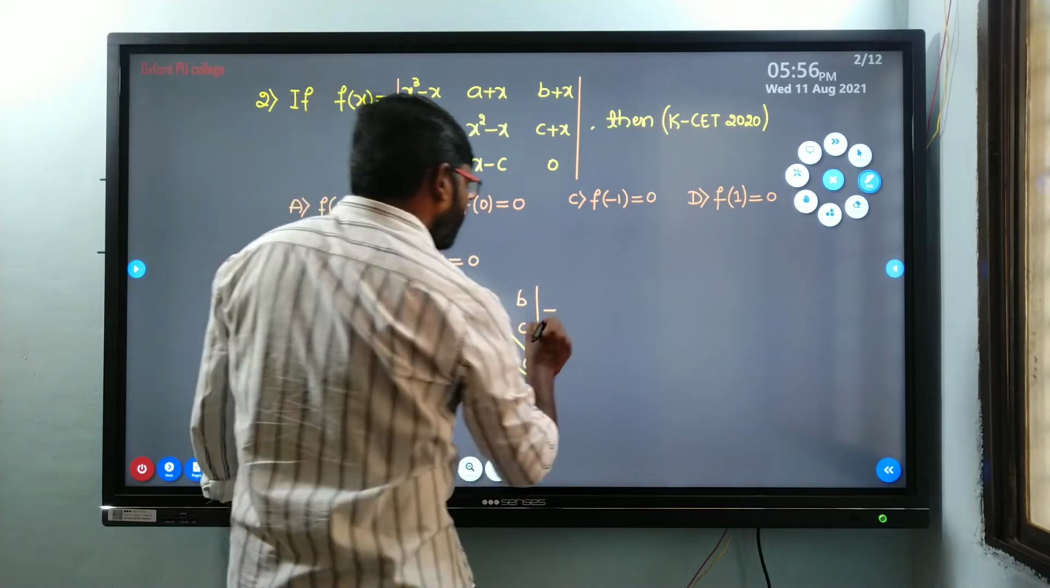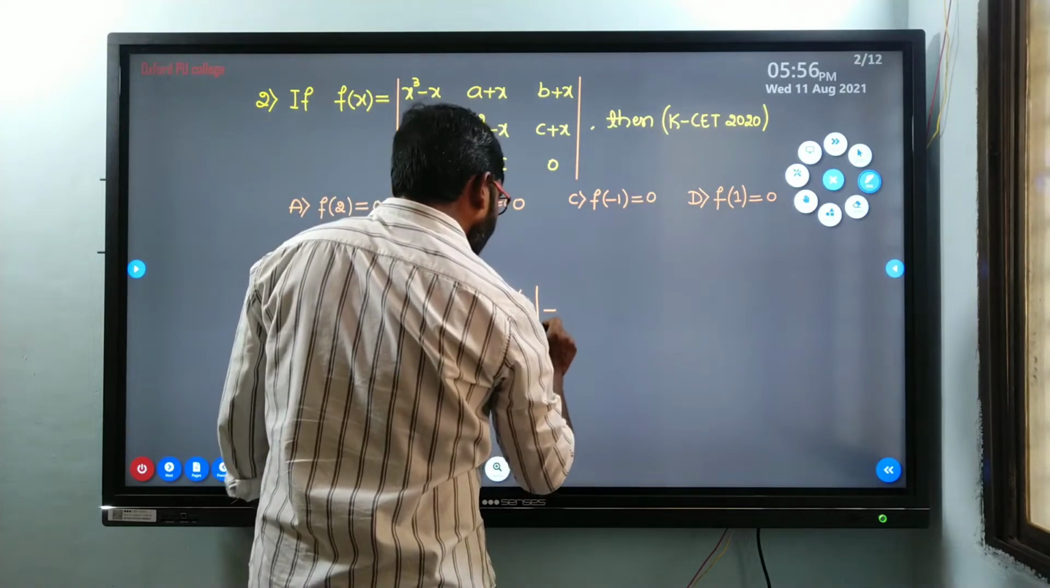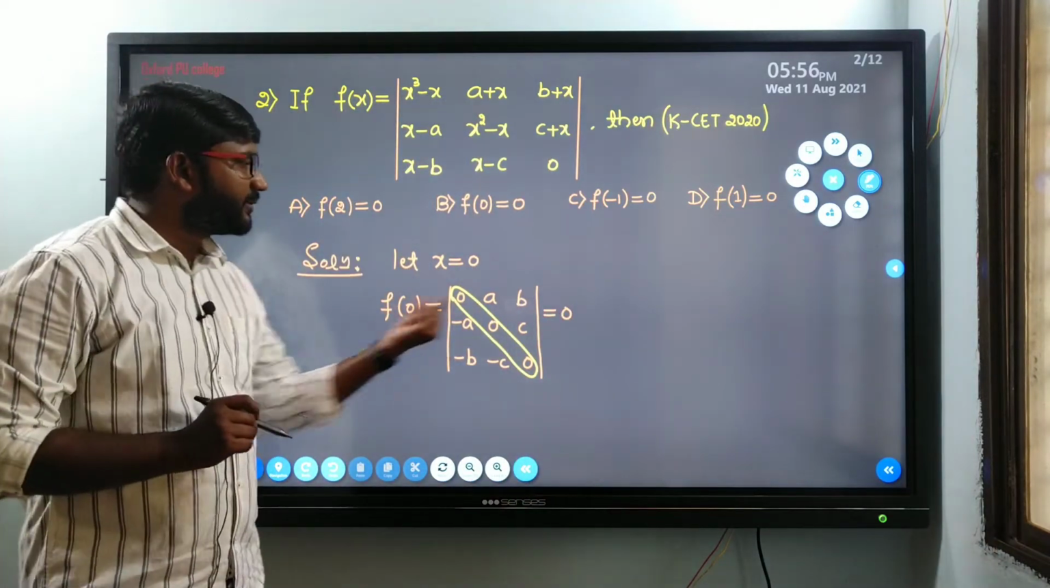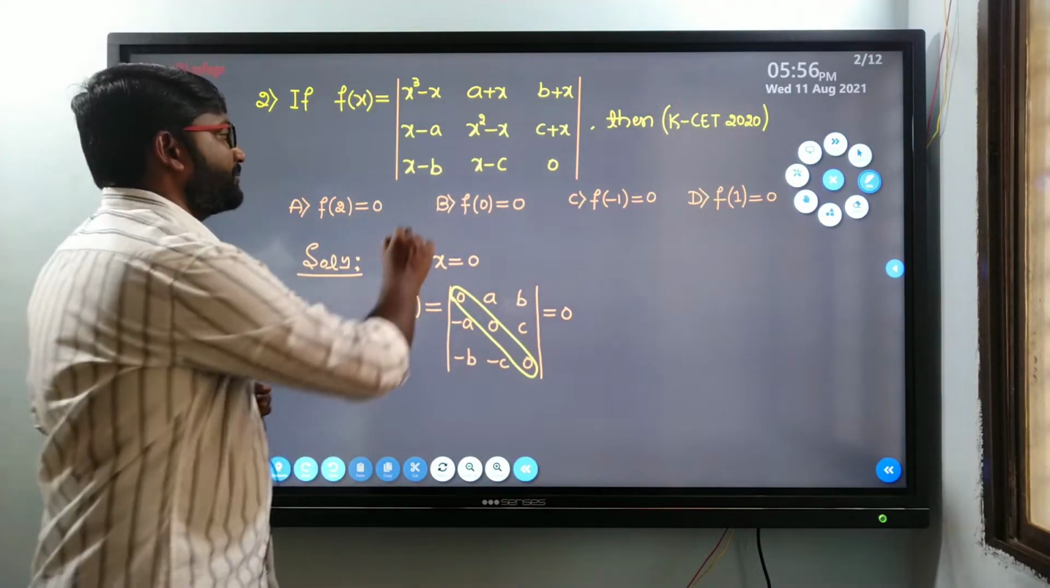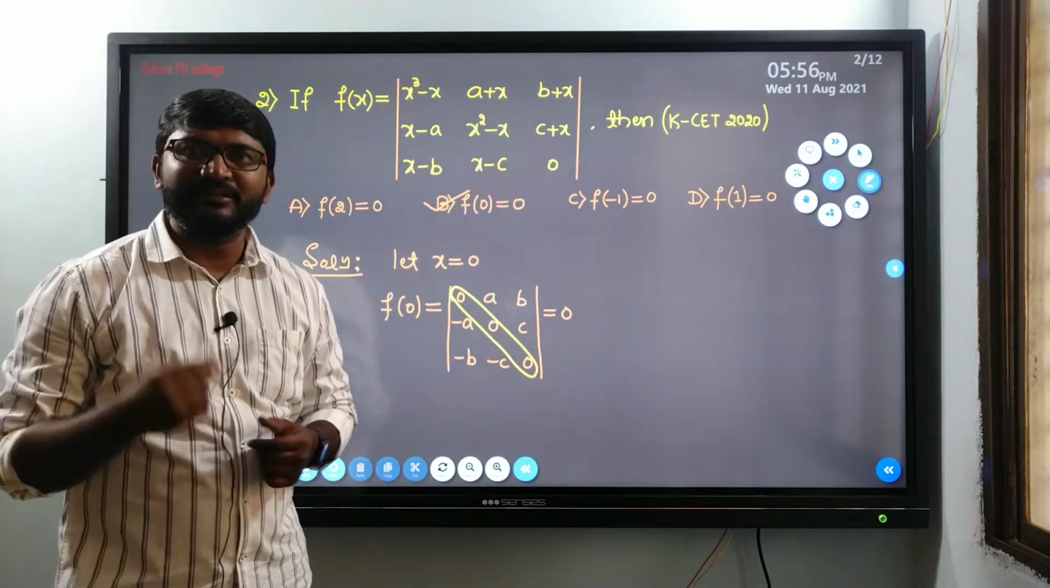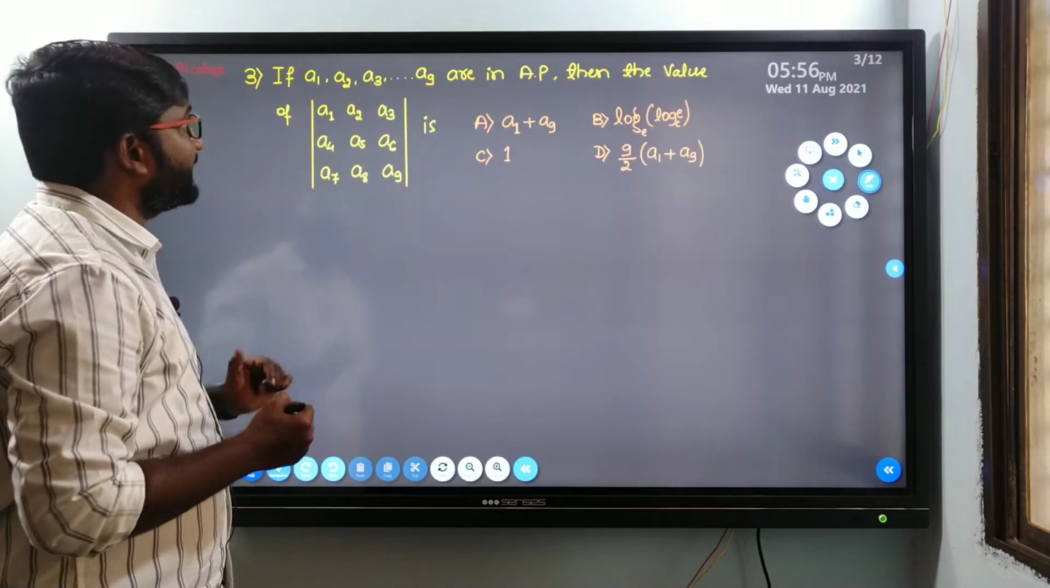In order to get this skew symmetric matrix, I have taken x as 0. So search for the options now. f of 0 equals 0, so option 2 is the correct answer. This is all about question number 2. Let us move on to the next question now.